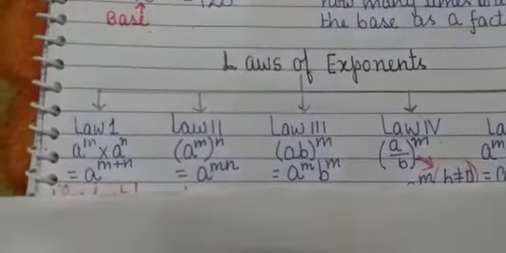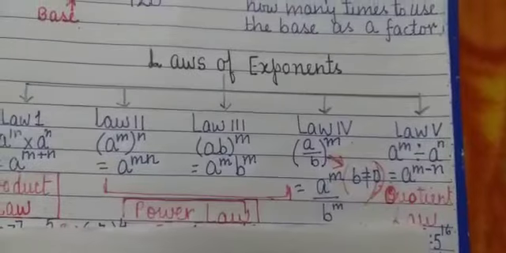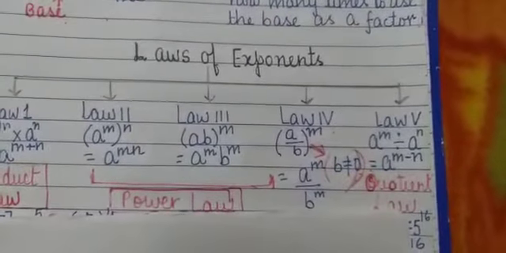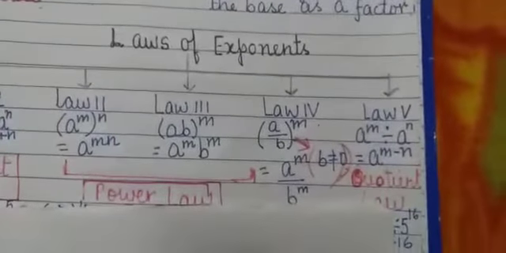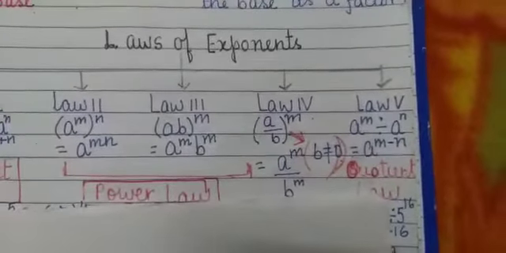Now the fourth law, a upon b whole to the power m. So what will it become? It will become a to the power m upon b to the power m. I think this is also very clear to you. And in this case, b should not be equal to 0 because it is a rational number, a upon b. Right? Now, the fifth law, a to the power m divided by a to the power n. So it will be a to the power m minus n.